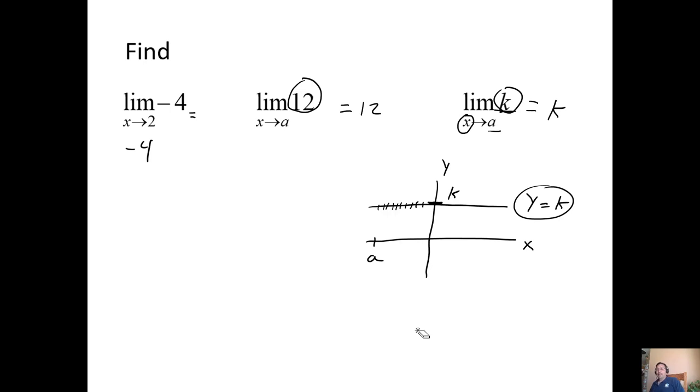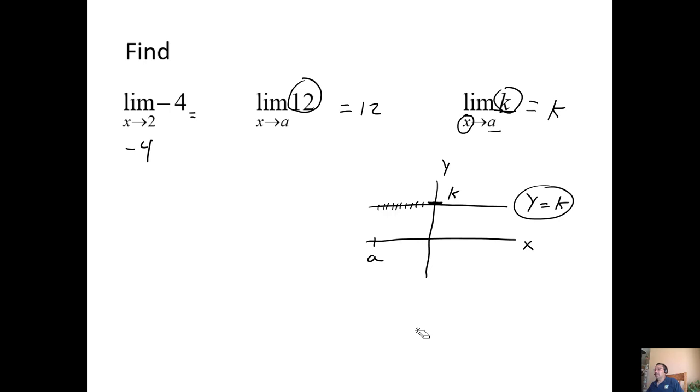Okay, so based on these, it's very intuitive that the limit as x approaches a of any constant will just be k. So when you come across these limits, just as in this exercise up here, there's no work to show. You could draw graphs, you could make tables, but there's absolutely no need. It's very intuitive. Anytime you see a limit where what you're taking the limit of is this constant function, your answer is just k.